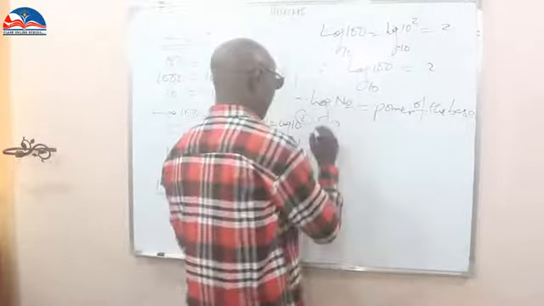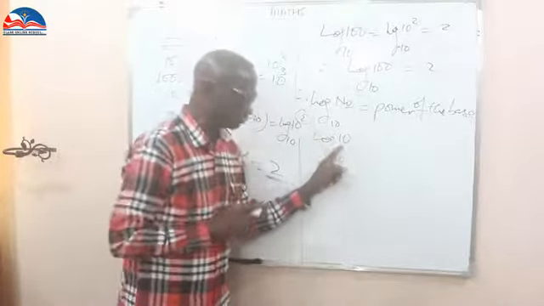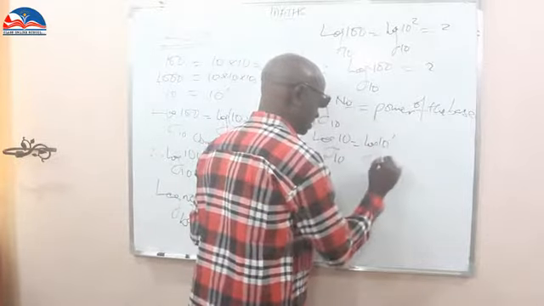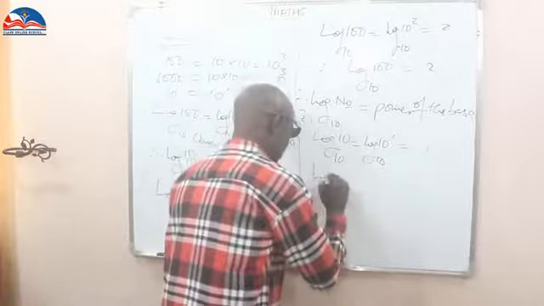In the same way, if I say log of 10 in base 10, I'm going to raise 10 to the power 1 to give me 10, because this 10 itself has a silent 1 there. So it equals 1.